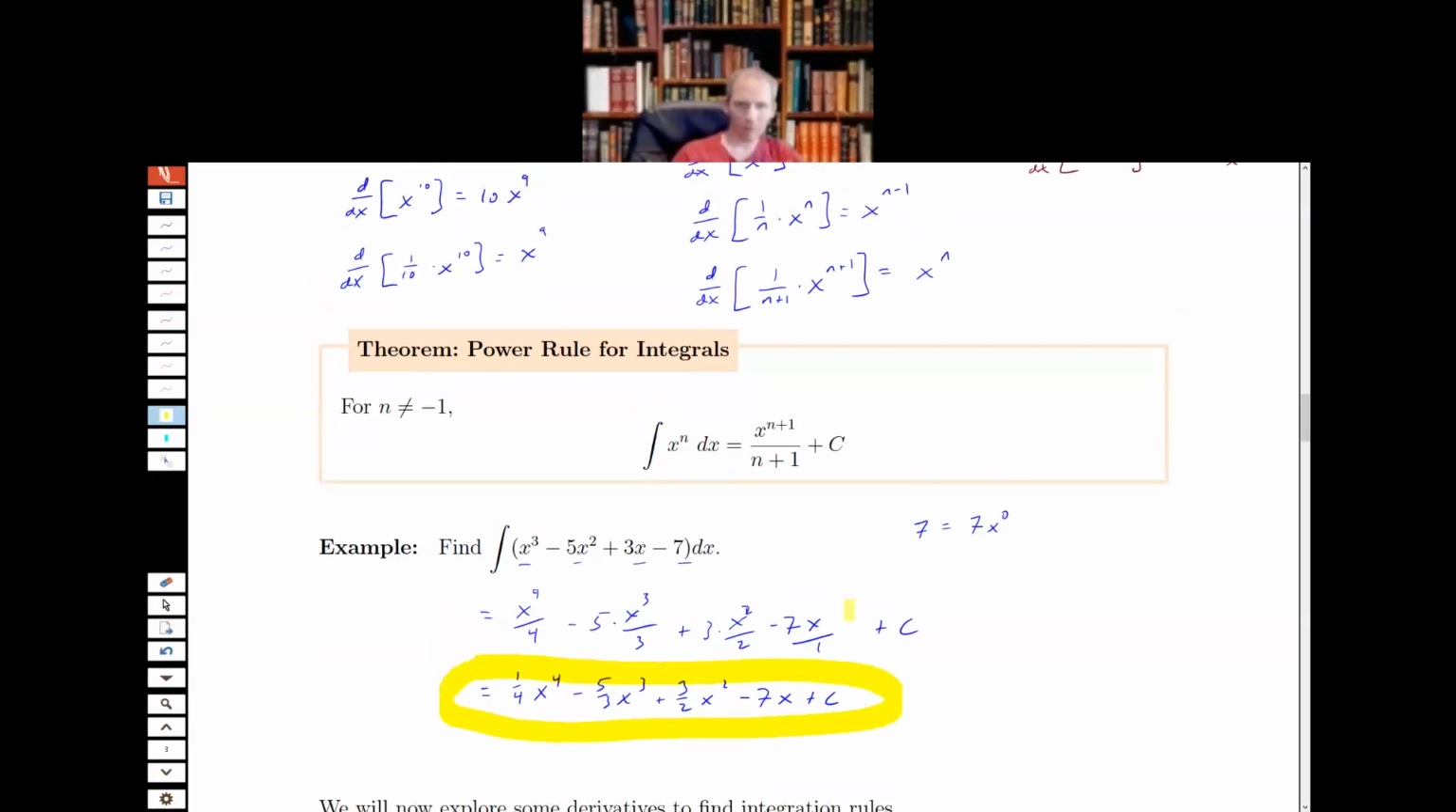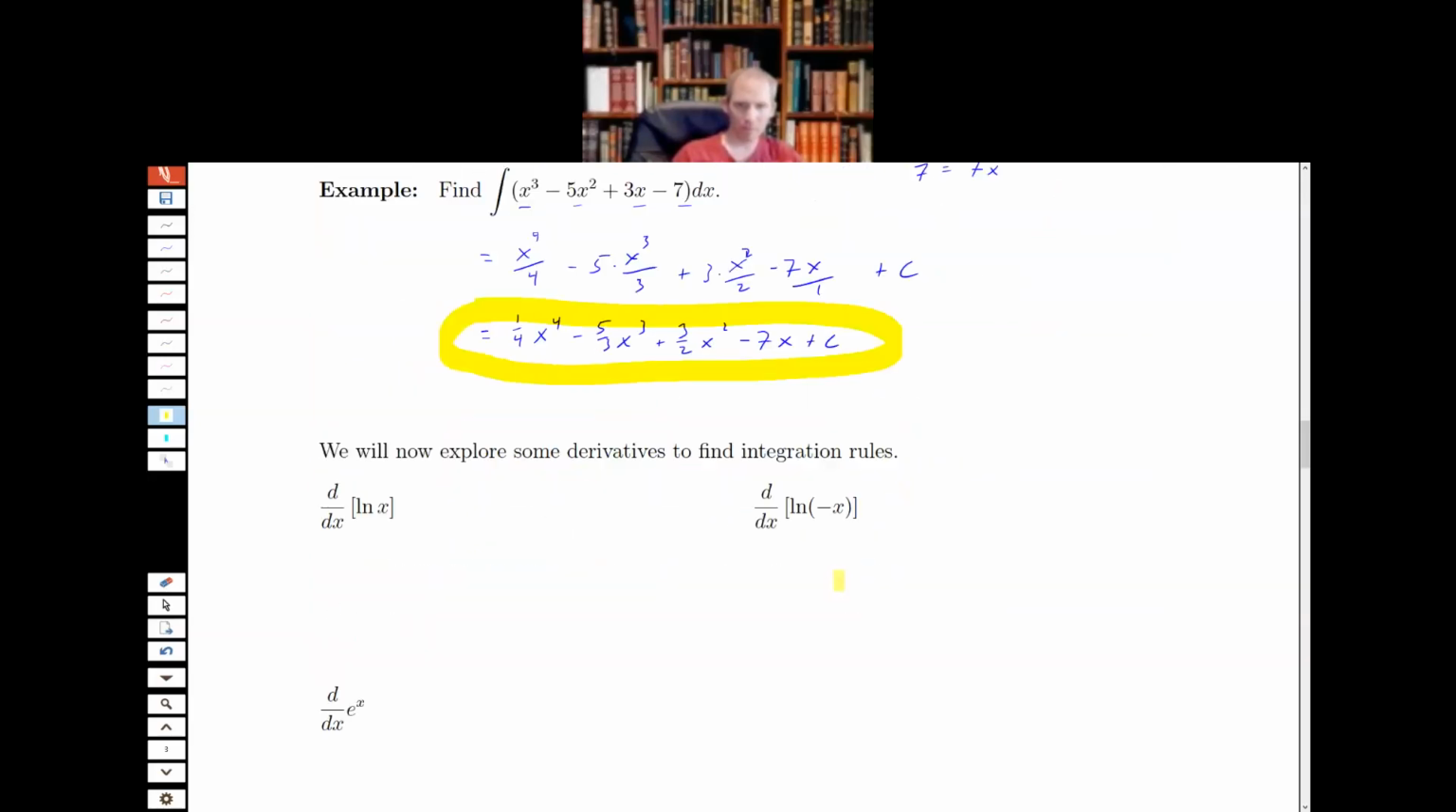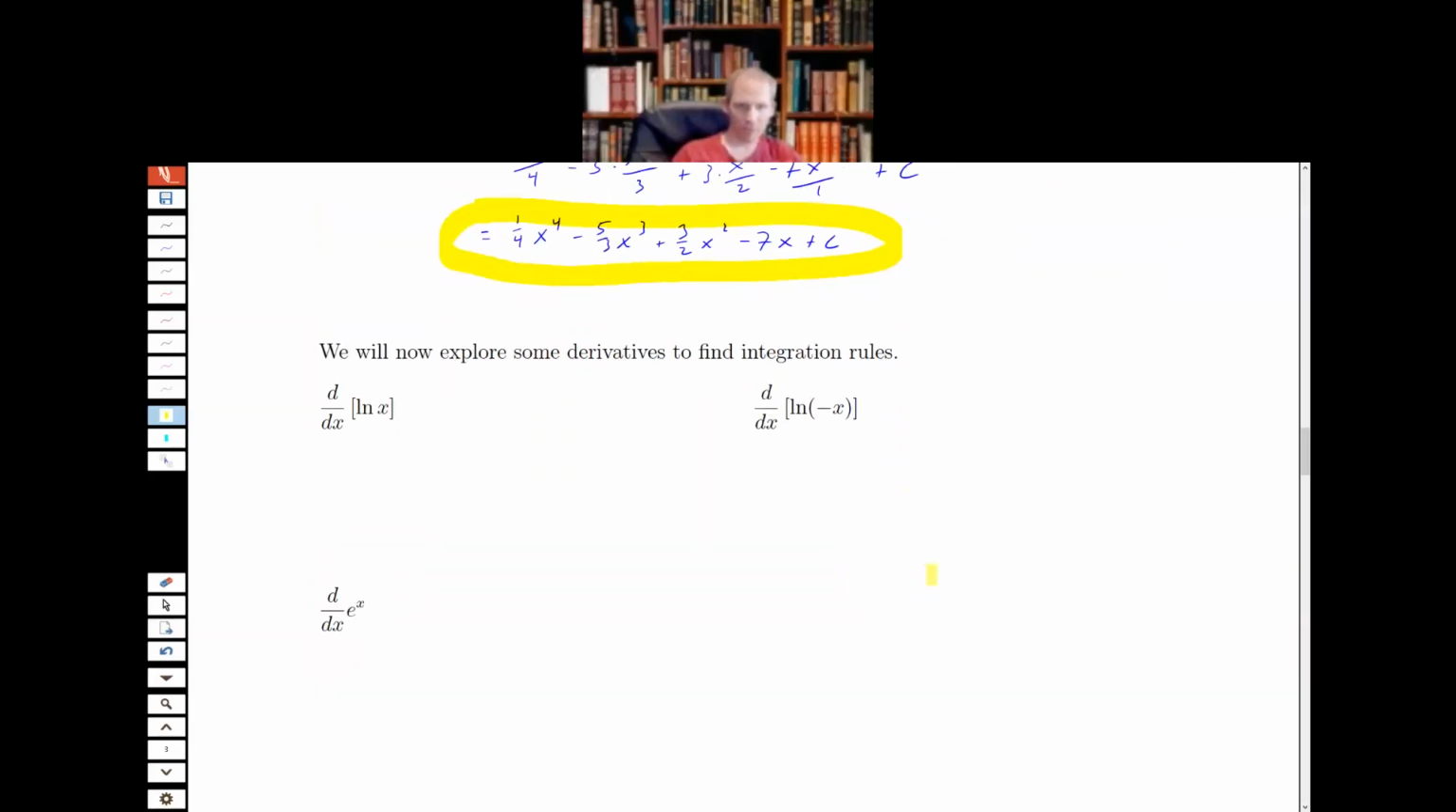Okay, now let's go back to this log business. First, I want to take some derivatives. Let's look at the derivative of natural log of x. That's 1 over x. Okay, let's look at the derivative of natural log of the opposite of x. Using the chain rule, I have 1 over the inside stuff times the derivative of the inside stuff, which is 1 over x.